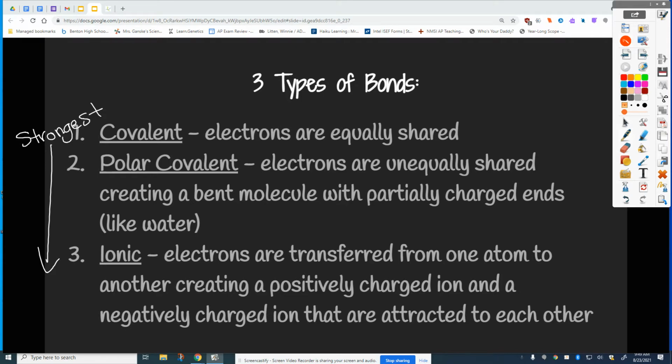Now, on Friday or Thursday, we mentioned another type of bond that's present between 2 different water molecules. Remember, you all have a superpower. You can hold your finger up, put your finger in, and break it. What was that bond? A hydrogen bond. So we're going to add a 4th bond.